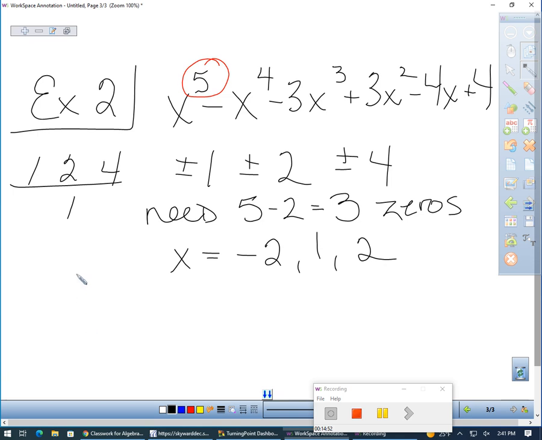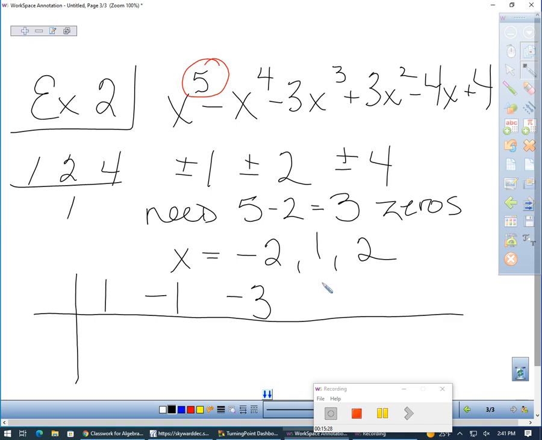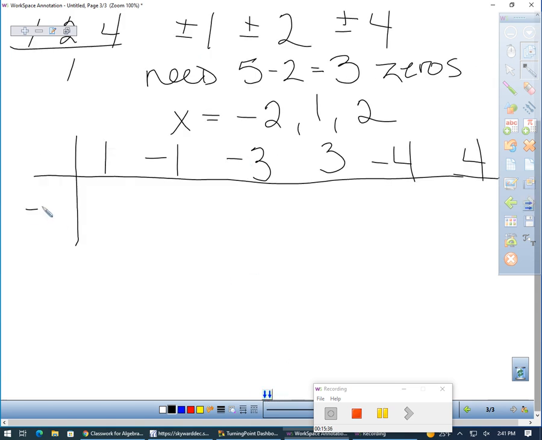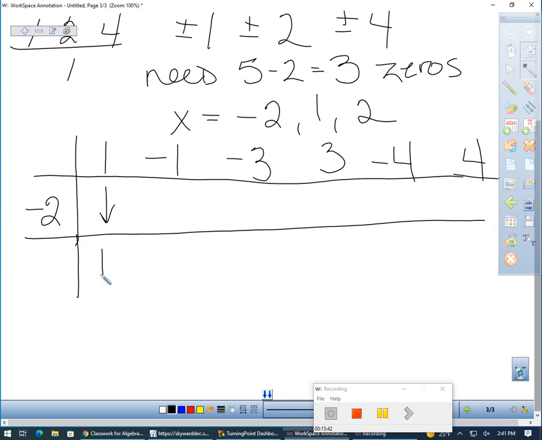All right, so I'm going to draw my synthetic division here. My coefficients are 1, -1, -3, 3, -4, and 4. And the first zero Irene told us about was -2, so we'll do that one first. Bring down the 1. That's just how I wrote them down here. Yeah, you start with whichever one you want.